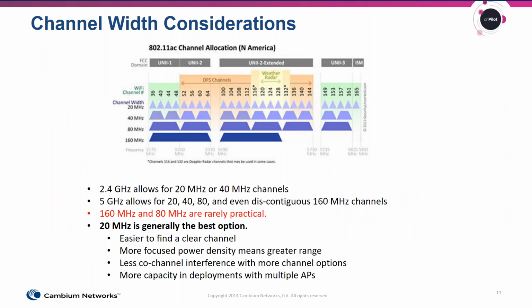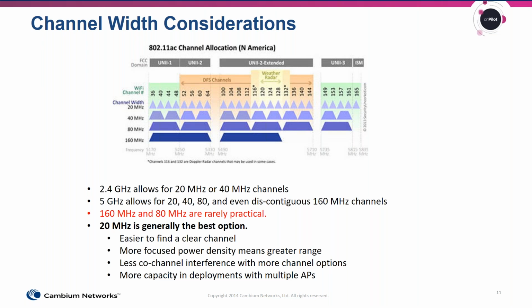Channel width considerations. Wi-Fi allows for 20, 40, 80, even 160 megahertz wide channels, at least in the 5 gig band. And in the 2.4 band, you can do 20 or 40 megahertz wide channels. The truth is, 160 megahertz and 80 megahertz are rarely practical, if ever. Maybe in your home. But I do not recommend ever trying to use either one of them. The reason is it's much harder to find a clear channel. You're more likely to have co-channel interference.